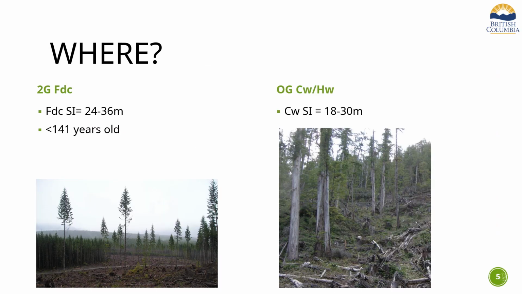To date, CEDRSS has been developed for two stand types, second growth fir and old growth cedar hemlock. The standards have been developed for cedar hemlock old growth stands where the cedar site index is 18 to 30 meters. If you look at Appendix 2 of the implementation guide, we only provide recommended stocking standards for the subzones and site series that meet the site index requirement. For the fir standards, it's calibrated for second growth fir stands where the retained trees are fir, and the fir site index is 24 to 36 meters. For the purpose of CEDRSS, second growth stands are less than 141 years old.